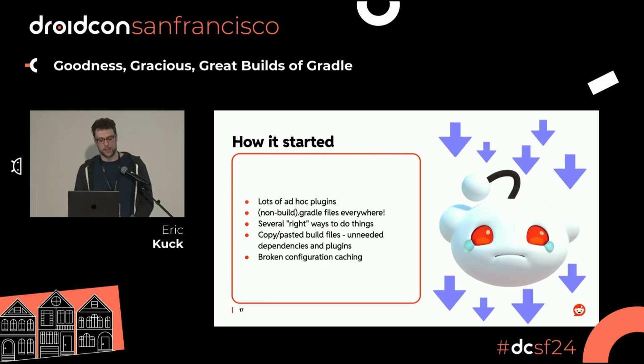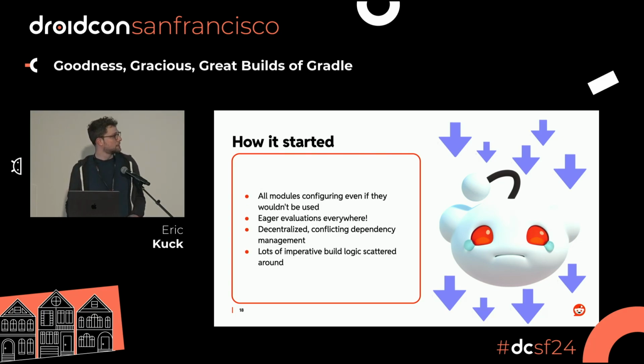Another thing we had a lot of was copy and pasted build files, which led us to have a lot of unnecessary dependencies and plugins. People didn't necessarily know what something did, so just to be safe, throw it in there, right? And as I alluded to earlier, configuration caching was absolutely broken, and we just had to have it off.